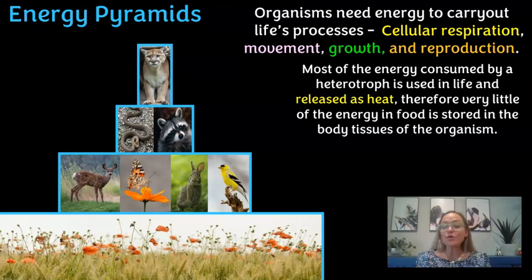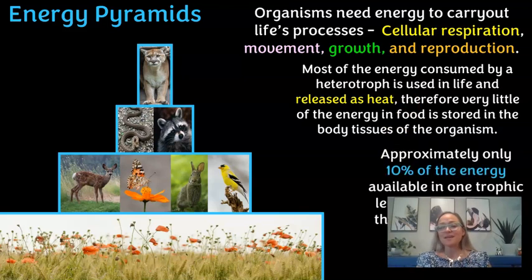When you exercise, if you go for a run, for example, as your mitochondria are using your blood sugar, your glucose, to make ATP to power your muscles, those chemical reactions actually are going to release a lot of heat. So as organisms carry out their life, a lot of the energy is used and then converted into heat, which is not a usable form of energy. And so very little of the food we actually take in becomes incorporated into our body tissues and stored in the body of the organism.